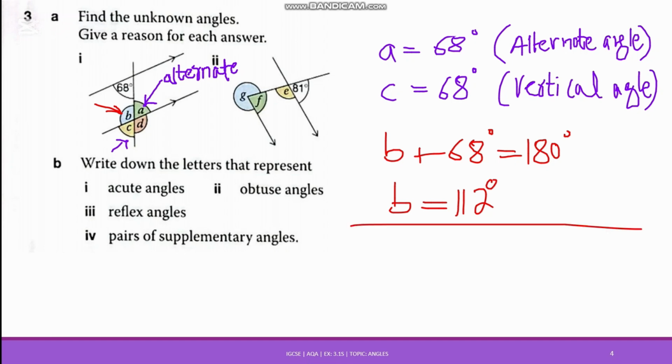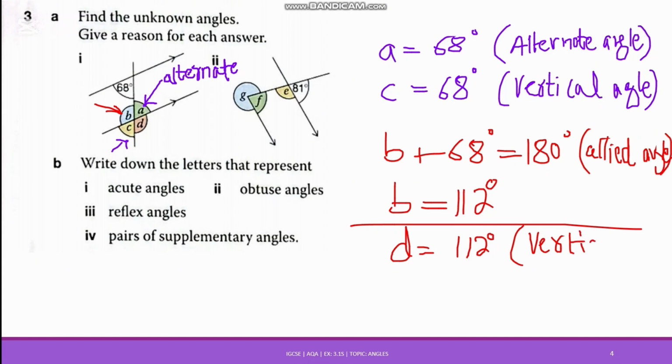And D is also vertical angle to the angle B, so it means that D will also be equivalent to 112 degrees. And now we can name these angles. First we will give the reason to the size of B, as these two were allied angles, so we can say these are two allied angles. That's why we have calculated like that. And 112 degrees is actually the size of D as well, so this is the vertical angle, so we'll say that it's a vertical angle.